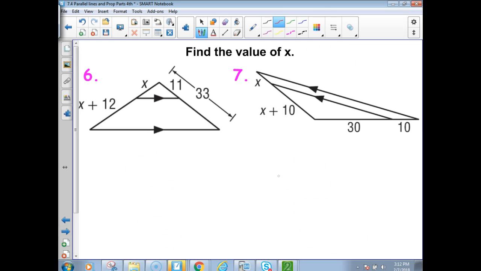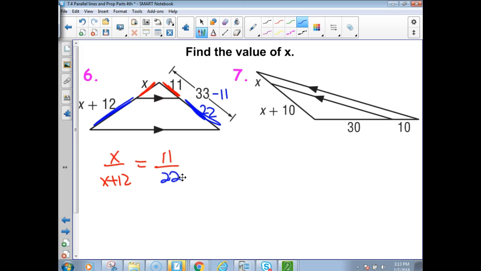6. Got a little issue I need to take care of right away. I can see my X, and I can do X and 11 are corresponding. Let's see, these need to be the fractions. I'm going to do red over blue. X over X plus 12 equals 11 over, what? How am I going to get the blue part? I've got 33 for the whole side. I need to subtract 11 and I can get 22. All right, there we go.